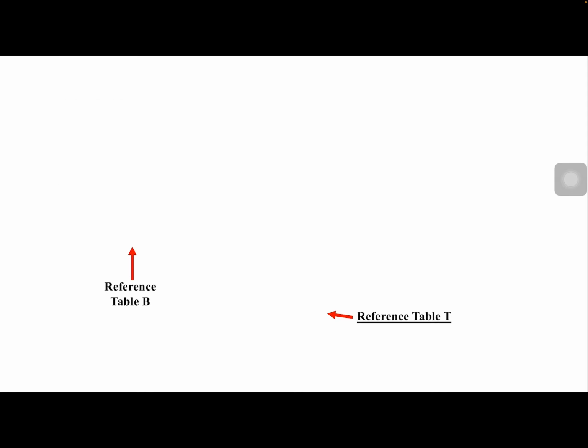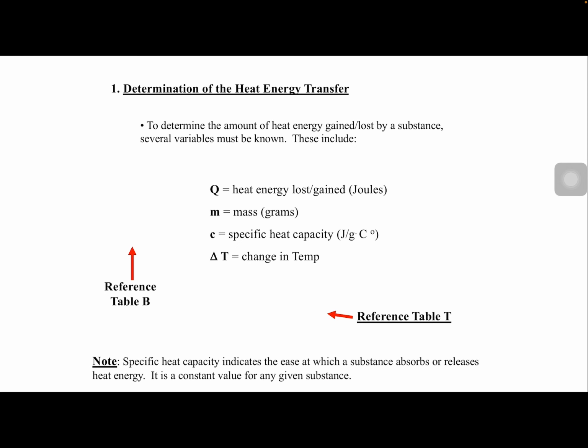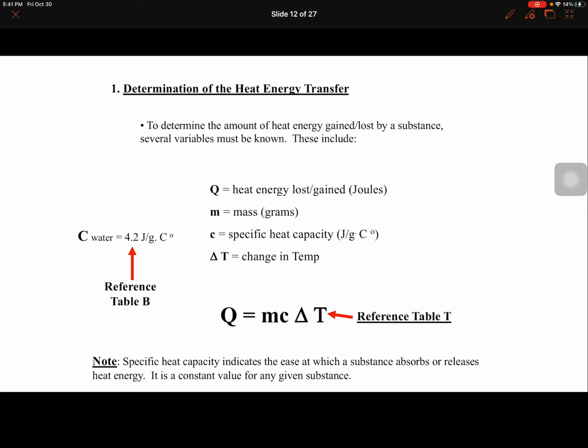So I know that you guys copied this yesterday, but just to give you a little bit of a friendly review. This is your formula for your specific heat capacity. This is how to determine the heat gained or lost by water. So your formula is Q equals mc delta T. Your m is for mass, your c is for your specific heat capacity, which can either be in joules per gram Celsius or joules per gram Kelvin. We'll talk about that in the next slide. But this formula can be found in Table T, and the constant for water can be found on Table B.